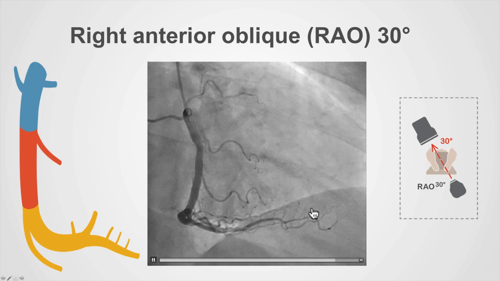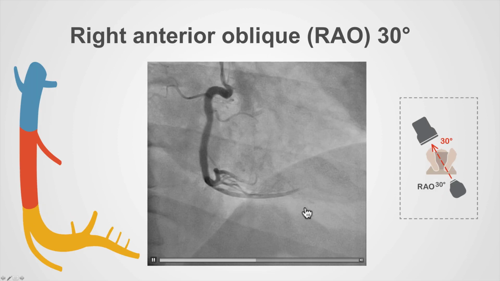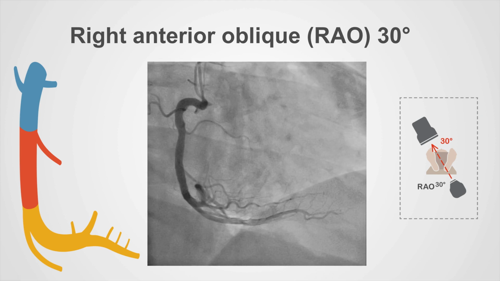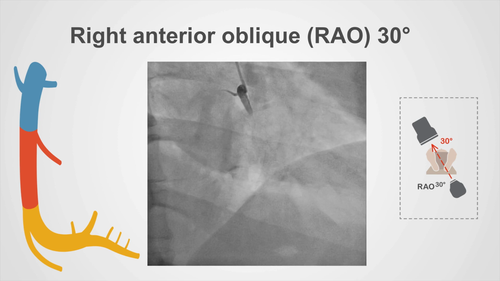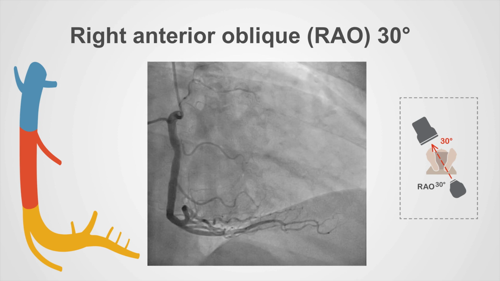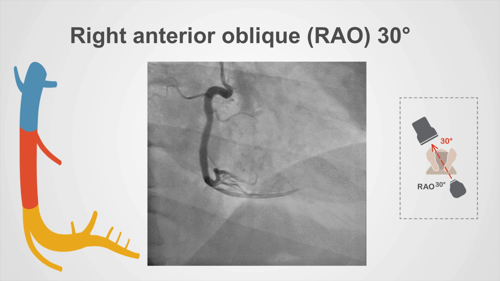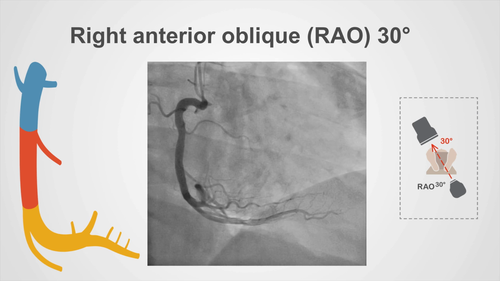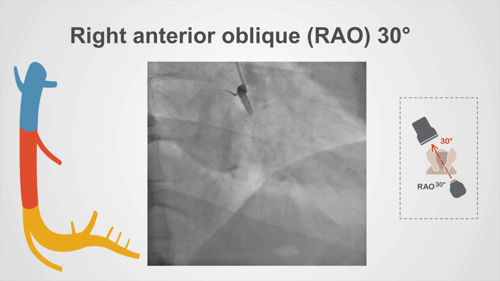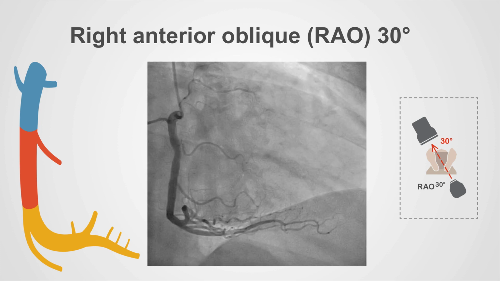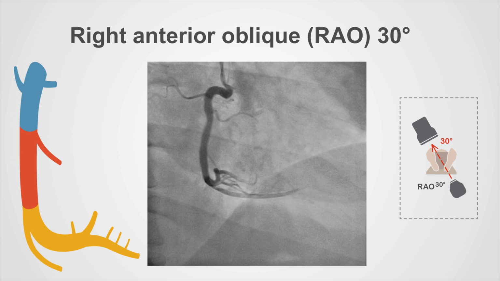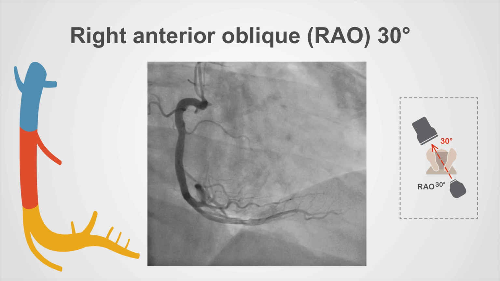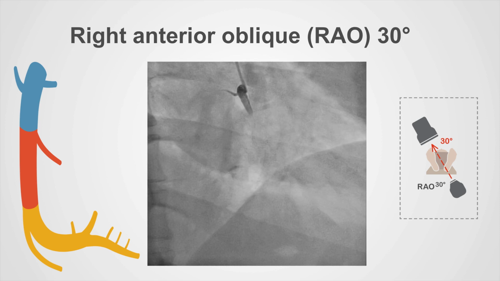In the RAO view, you can now see the mid-right coronary artery in its full profile much more easily. You will notice, however, in this view, the ostium and the proximal right coronary artery are what we call foreshortened in this view due to the position of the image intensifier, and so they're not as easily seen as in the previous views. The full length of the right ventricular and acute marginal branches are easily seen in this view, as is the full length of the posterior descending artery and its branches.